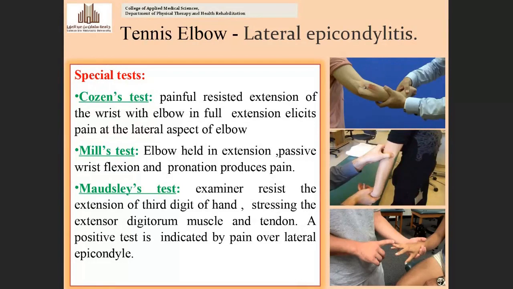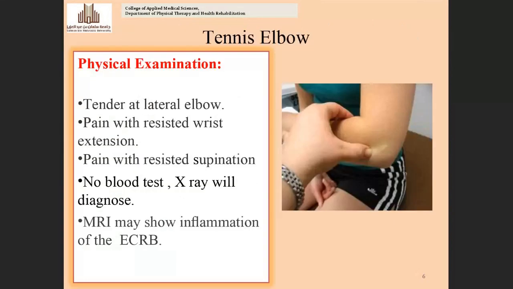So these three tests are very simple tests which we can easily perform, right? If there is pain at the lateral epicondyle, it says that the person has tennis elbow. So the Cozen test, Mills test, and Maudsley test are very simple special tests which will be helpful to identify the problem.